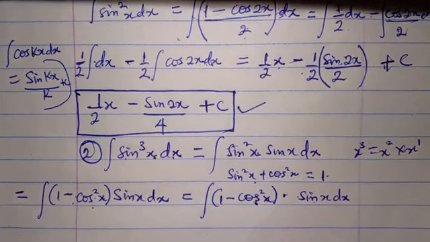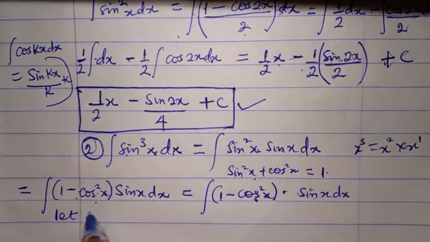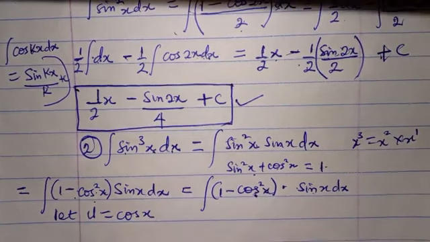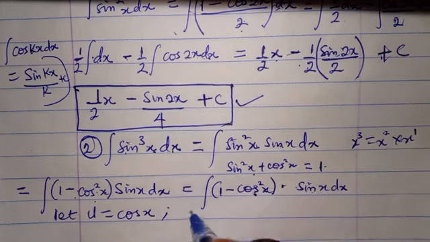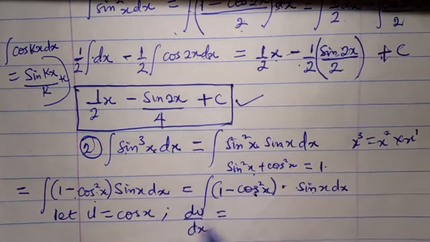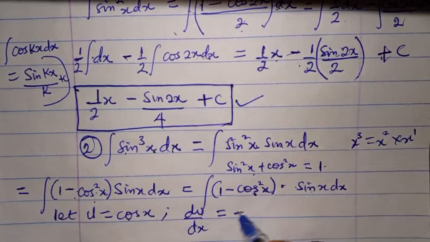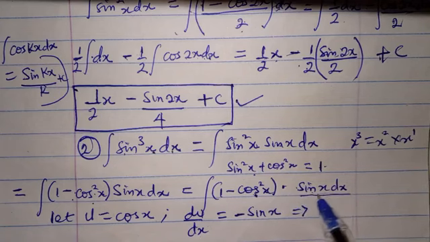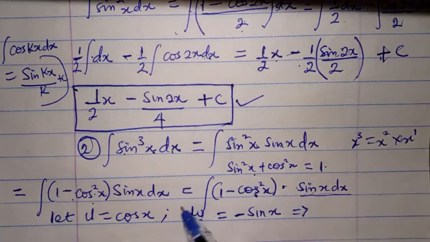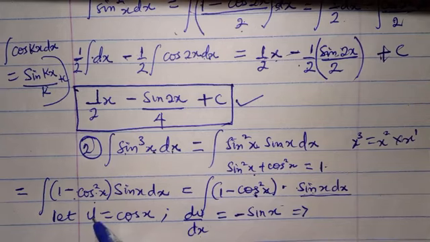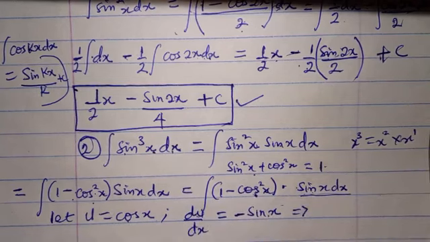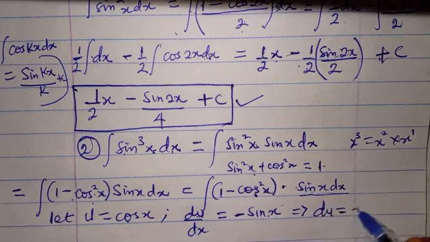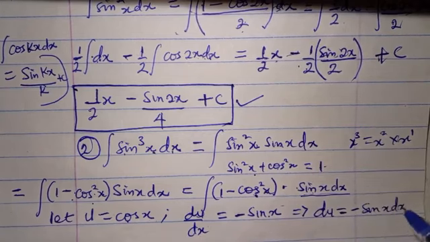I'll make a substitution. Let u be equal to cos x. Alright? If I differentiate u with respect to x, which is du dx, differentiate cos x with respect to x, that will be minus sine x. I can see sine x dx here. Can I get sine x dx from this equation? I have differentiated u with respect to x and I got this. So if I cross multiply from here, I will obtain du equal to minus sine x dx.